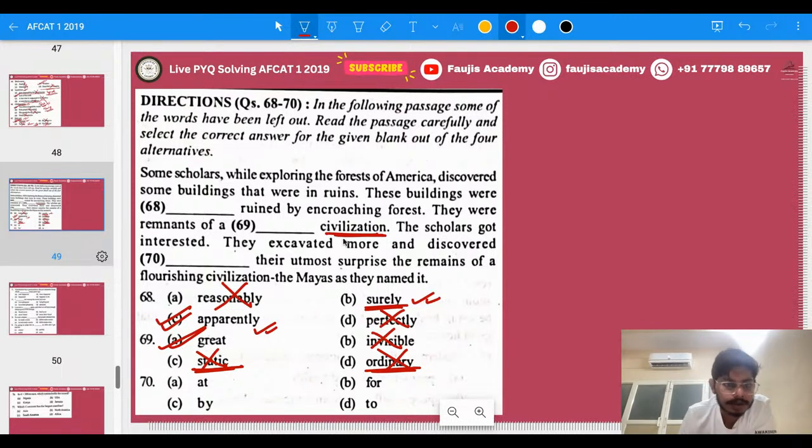So the scholars got interested. They excavated more and discovered, to their utmost surprise. Not at their utmost surprise, not by their utmost surprise, not for their utmost surprise. The correct usage over here will be 70, to their utmost surprise.